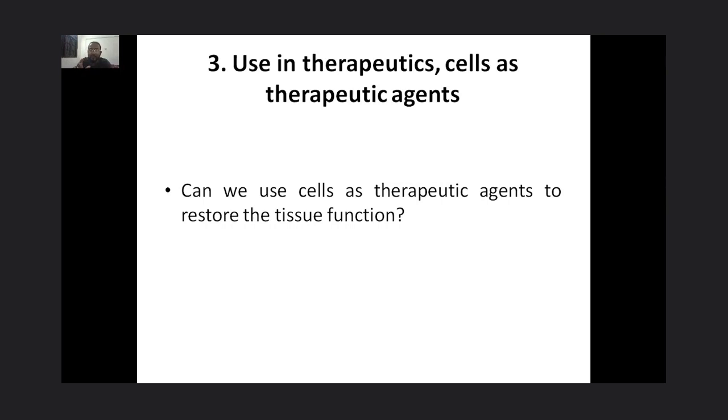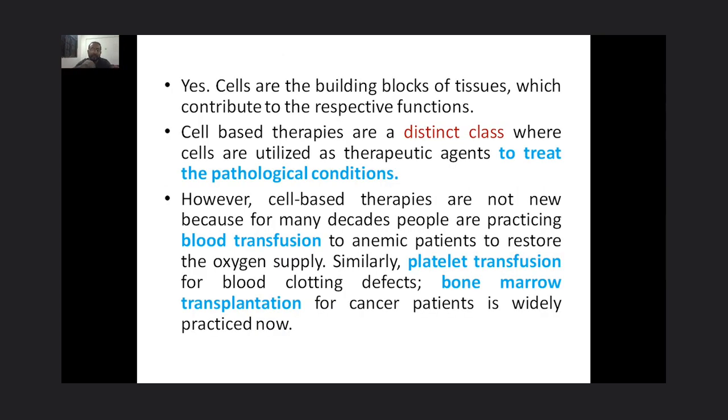So here what are the cells doing? They are actually used for treating the liver. That's why we call them therapeutic agents. So can we use cells as therapeutic agents to restore tissue function? The answer will be yes, we can use them.